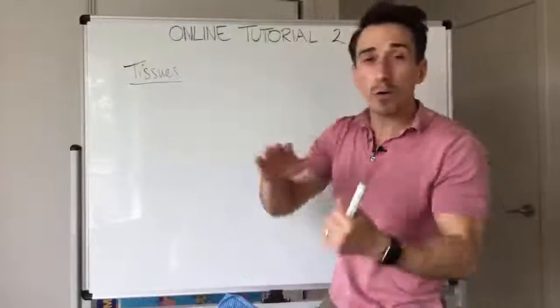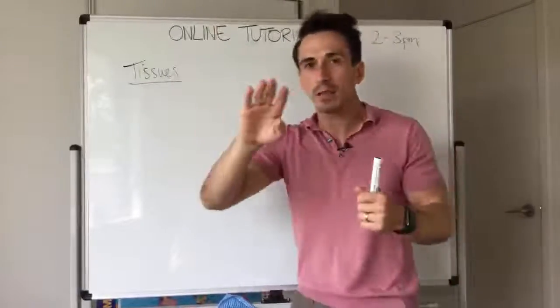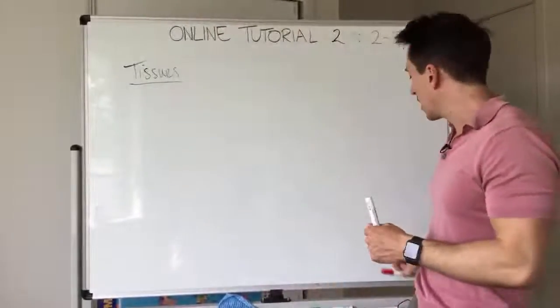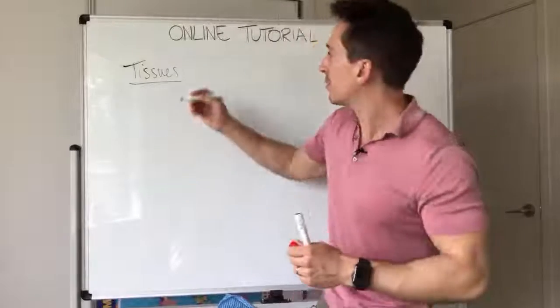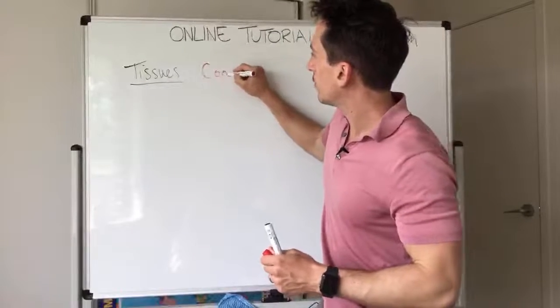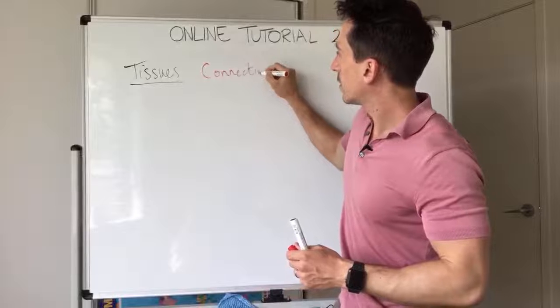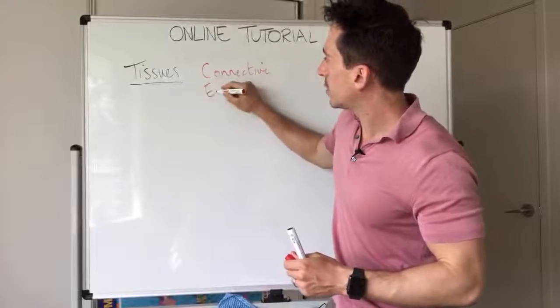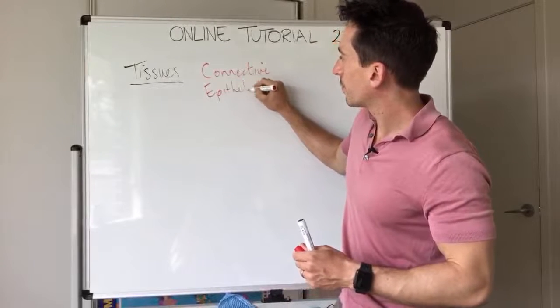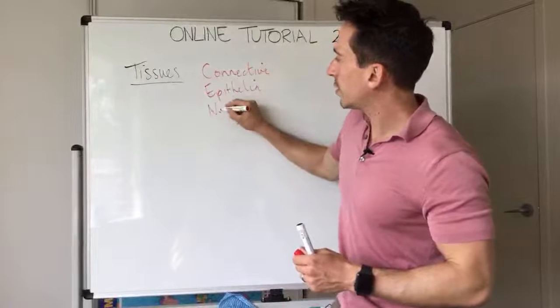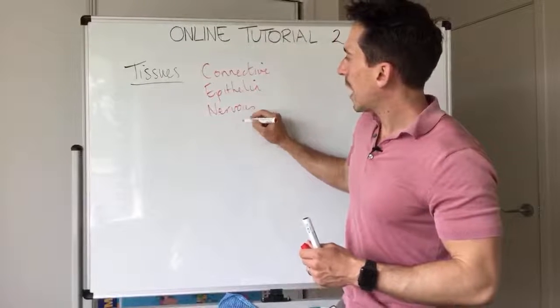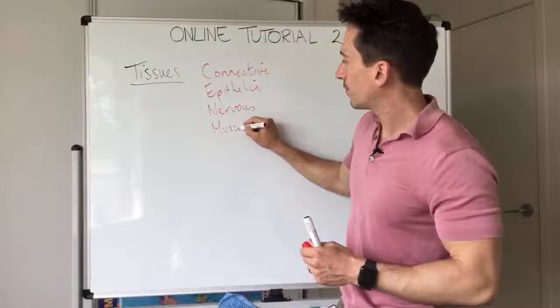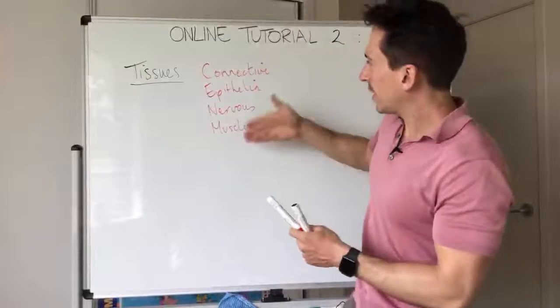Now we've already built our way up to tissues, and there's 4 different tissue types you must know. You need to know connective tissue. You need to know epithelial tissue. You need to know nervous tissue. And you need to know muscle tissue. Now, what do these things do?